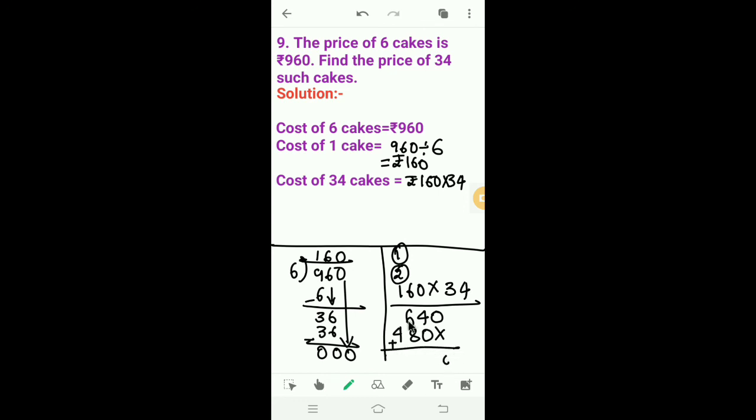Next we have to add both the products. 0. 4 plus 0 is 4. 6 plus 8 is 14. So I will write 4 here and 1 carry. 4 plus 1 is 5. The answer is 5,440. Therefore, cost of 34 cakes is equal to rupees 5,440.